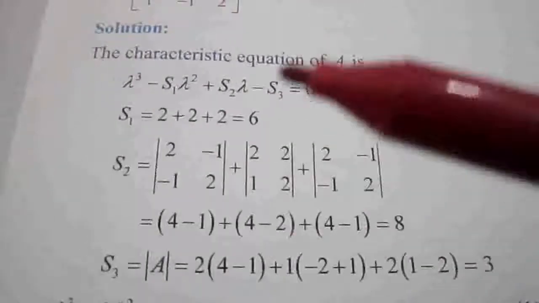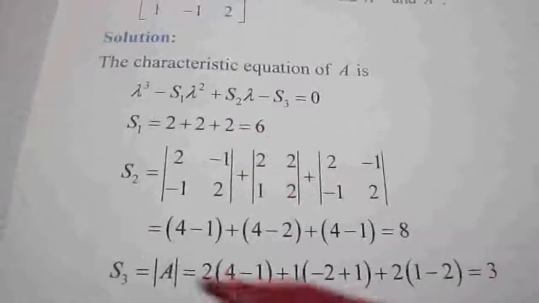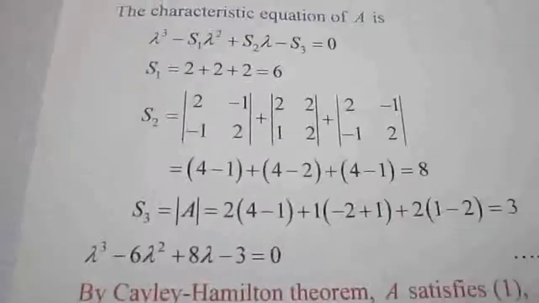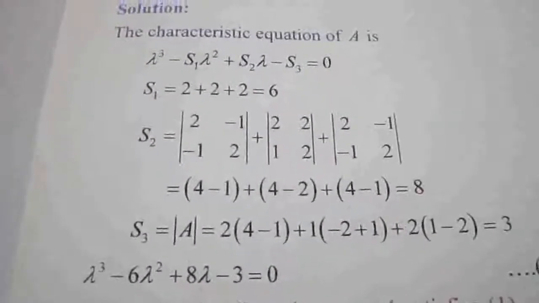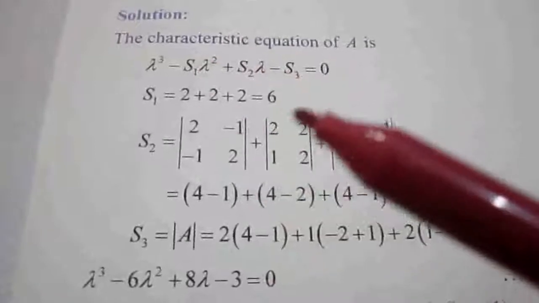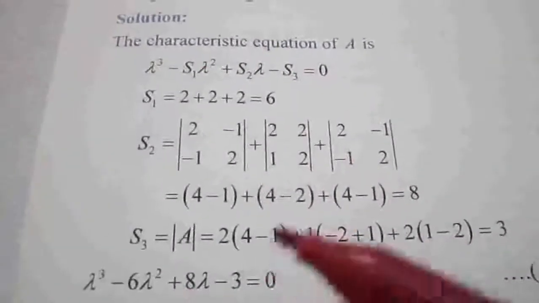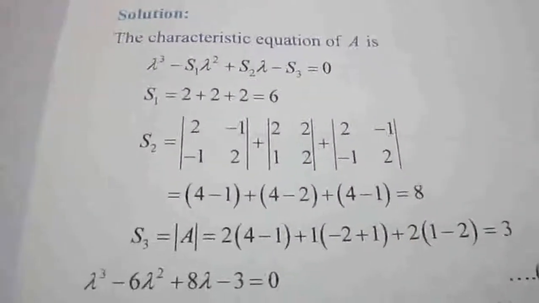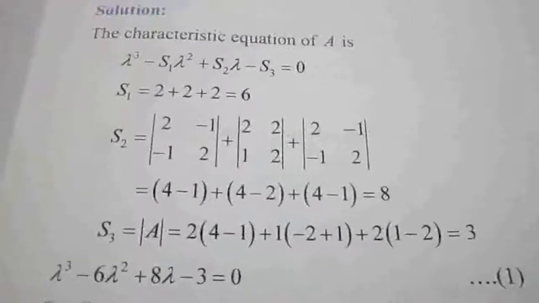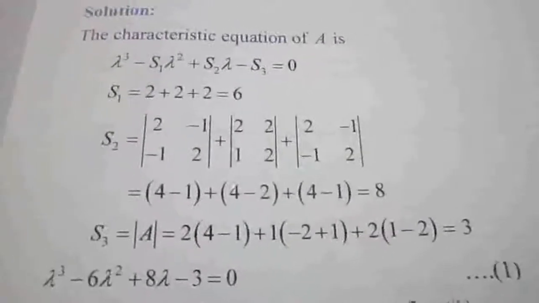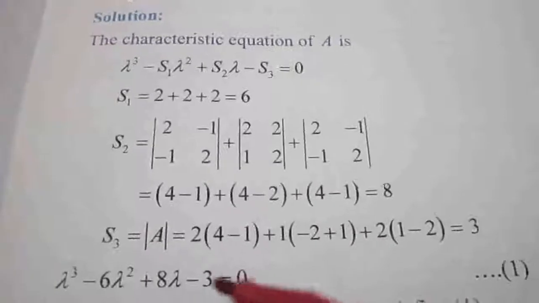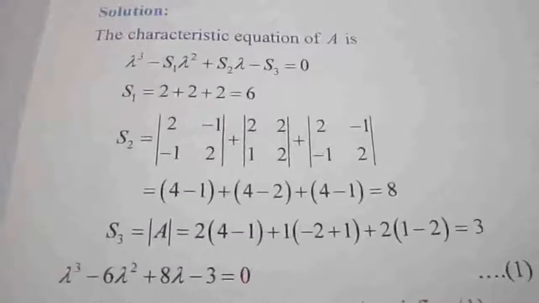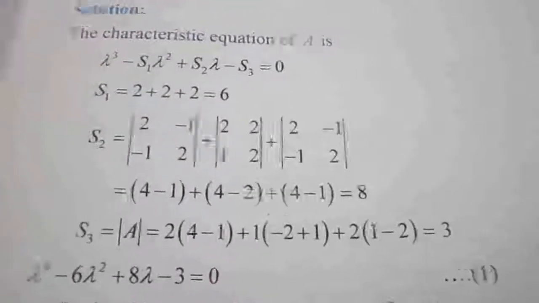Substituting these three values: S1 is 6, S2 is 8, S3 is 3. We get the characteristic equation: lambda cube minus 6 lambda square plus 8 lambda minus 3 equal to 0. Take this as equation number 1. This is the characteristic equation of the given matrix A.